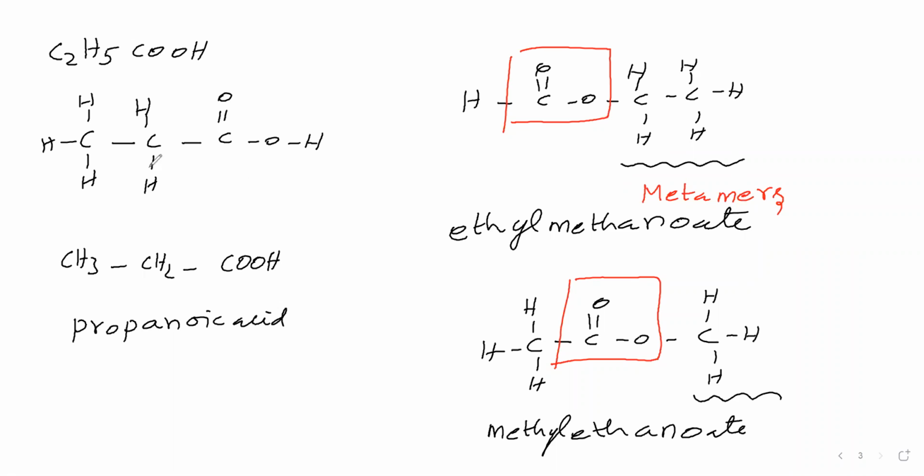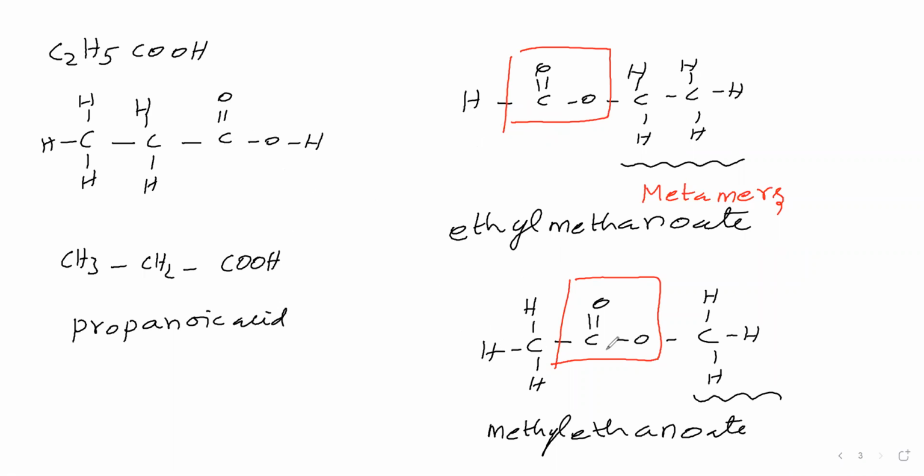Then here the functional group is carboxylic acid, here the functional group is ester. Therefore, these two are functional isomers. What is meant by functional isomers? The functional group will be different. Here the functional group is carboxylic acid, here the functional group is ester. What about these two? These two are also called functional isomers because the functional group is different.